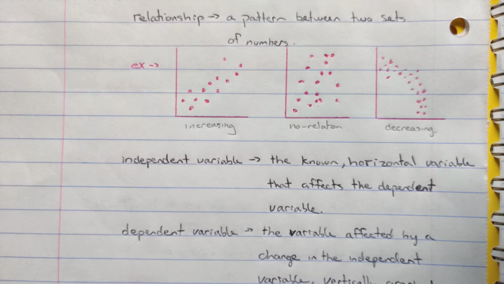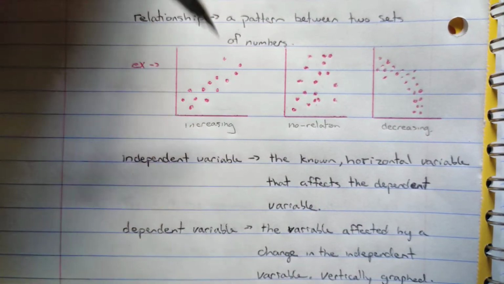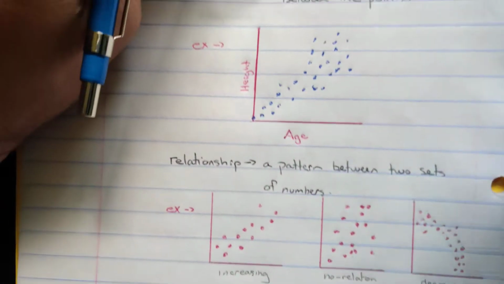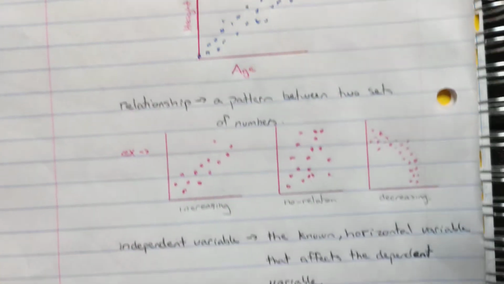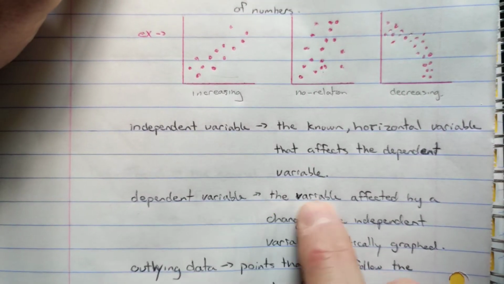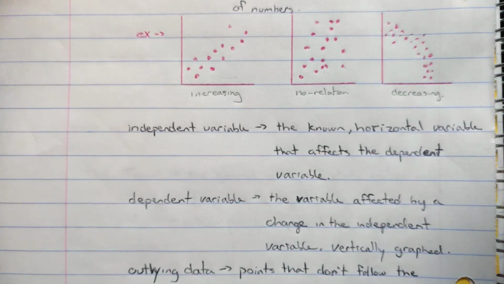The independent variable is the known or horizontal variable. So we talked about on a graph that the horizontal axis is that x-axis, the one going across here. That's our independent variable. Generally we look at it as not affected by the other value. So let's define dependent first, and then we'll look at the example. The dependent variable is a variable affected by the change in the independent variable. It's the vertical value.